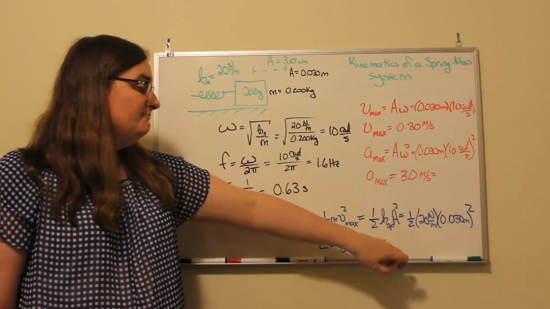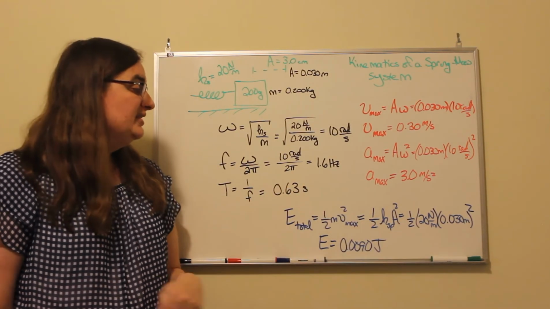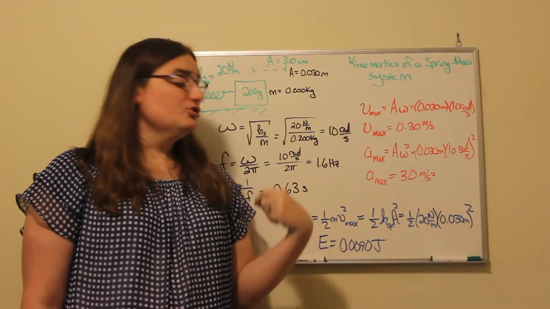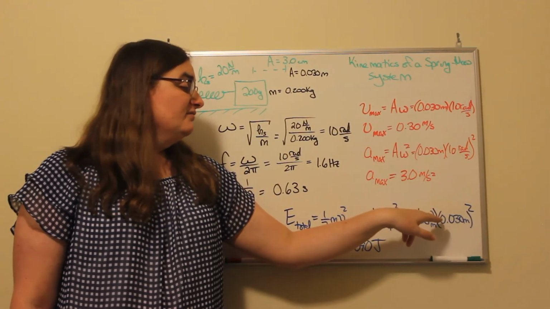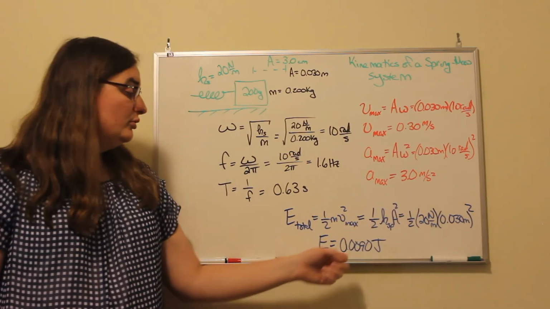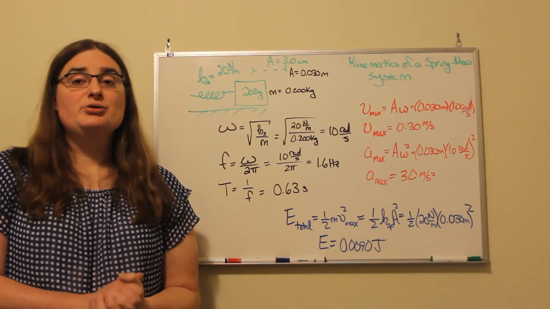So from the second piece, 1/2 times 20 newtons per meter gives me 10 newtons per meter times 0.03 meters squared. That's going to give me 9 times 10 to the negative 4 times 10, which means I have an energy of 9 millijoules, 0.009 joules.